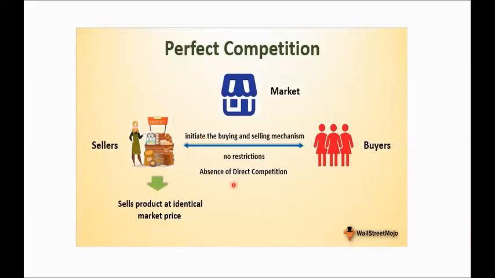And then there's an absence of direct competition, based on the illustration. Most of the products of the sellers are identical or similar. At the same time, since their product is similar, the prices are also the same. So if one seller sells their product at a price of 10 pesos, the other seller will sell also at 10 pesos. So there is perfect or pure competition.